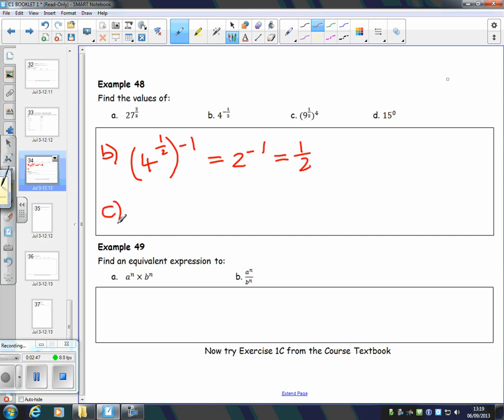In part C, we've got 9 to the power 1/2. Then we're going to raise to the power 4. Again, remember 9 to the power 1/2 is the square root of 9, which is 3. And then 3 to the power 4 is 3 multiplied by 3 multiplied by 3 multiplied by 3, which is 81.